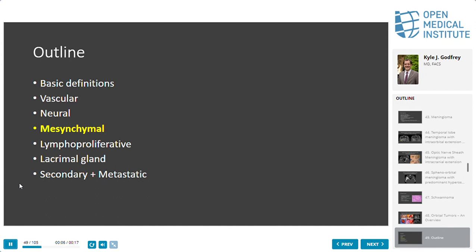Before moving on to the mesenchymal tumors, any questions at all? Hopefully some relevance here to your clinical practice. I know it's a bit of a laundry list of tumors, but hopefully we're getting a couple of pearls here to allow you to approach these tumors.